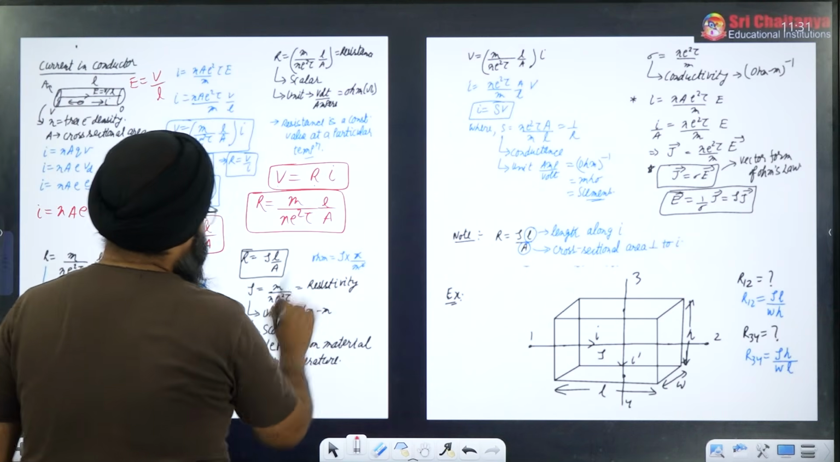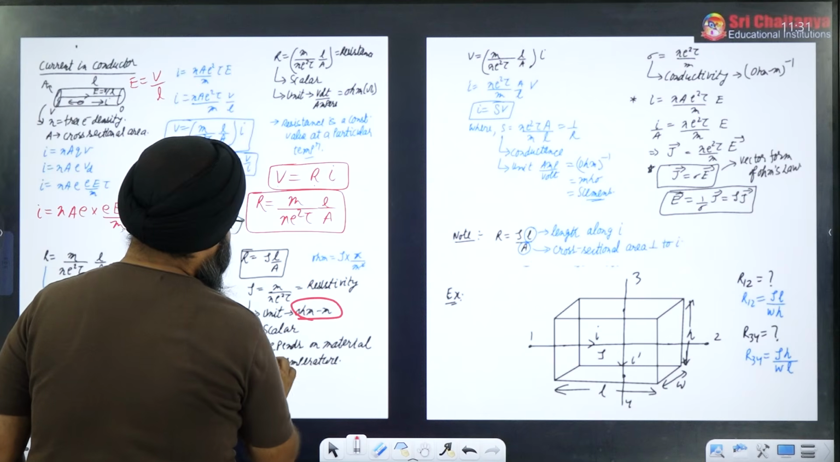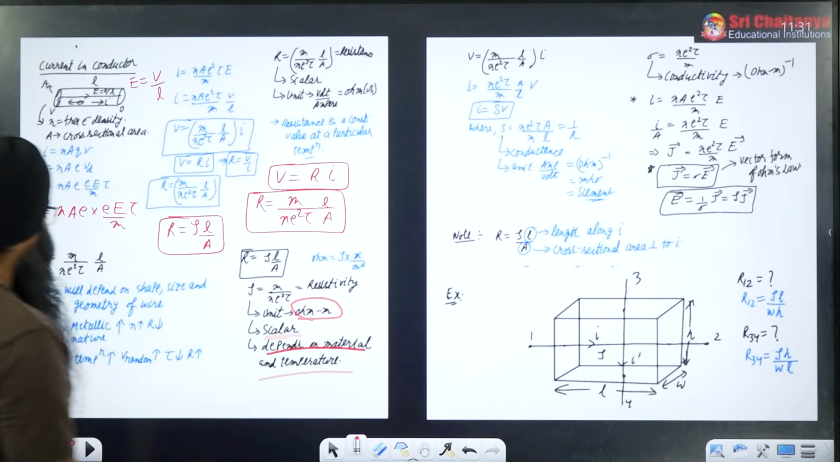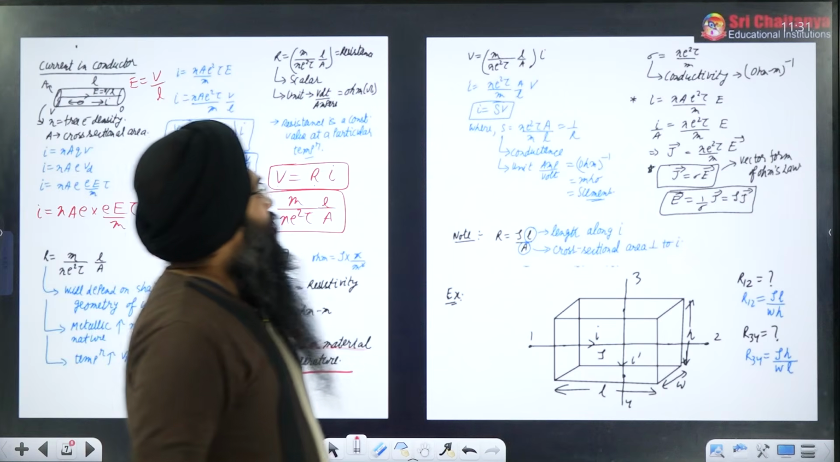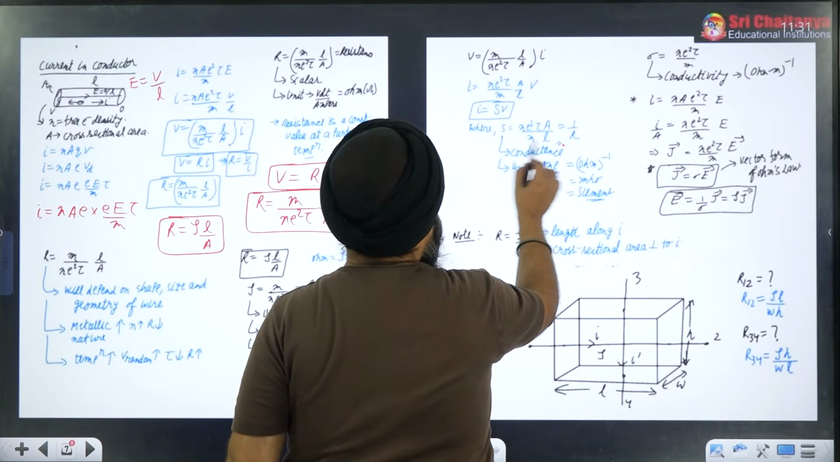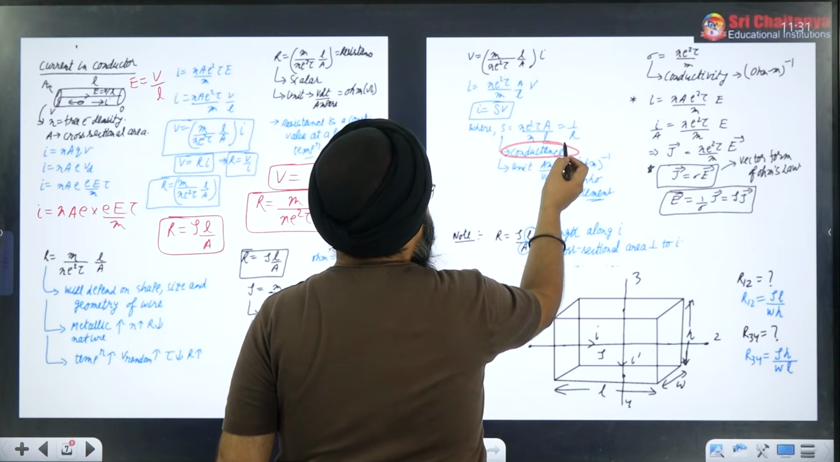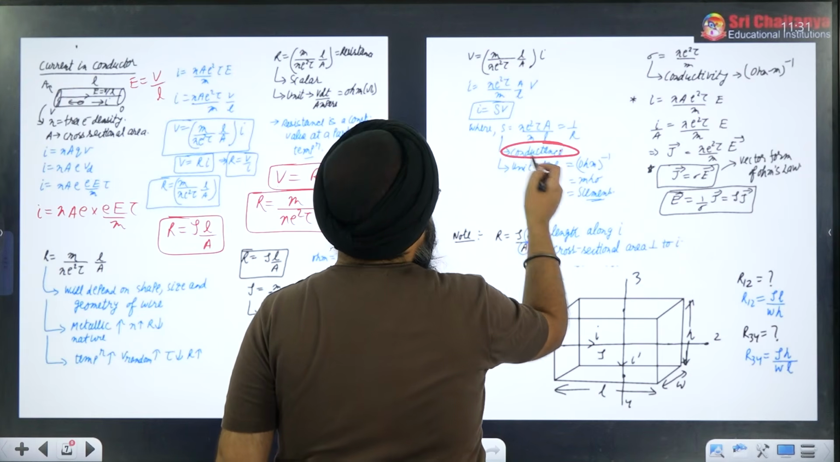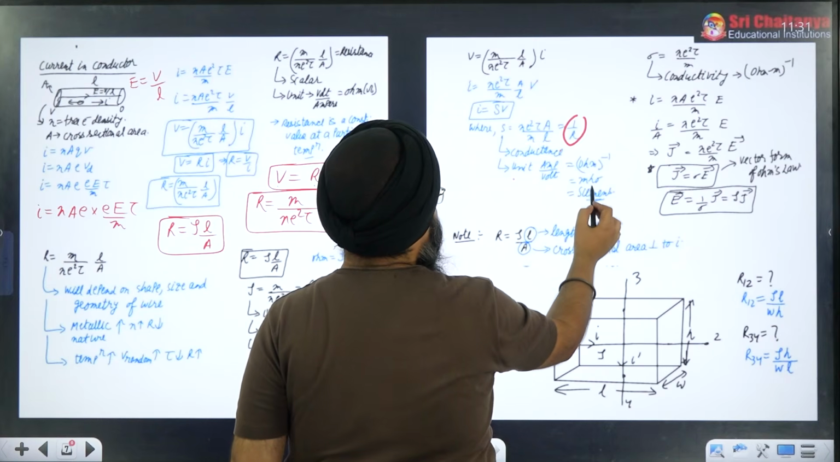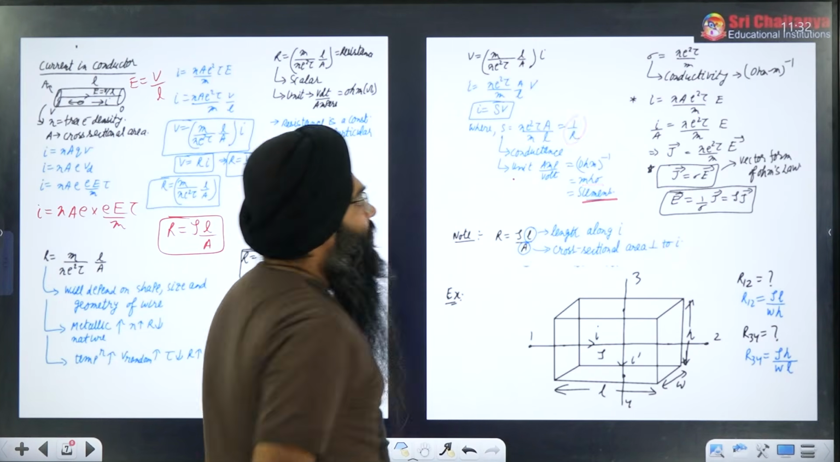One more thing, resistivity will have a unit of ohm meter, and this is also a scalar, and I already told you that it depends on the material and the temperature. Okay, so one more property I am linking here. There is one more property which is called conductance, and conductance can be written as 1 upon resistance. The unit will be ohm inverse or mho or Siemens.